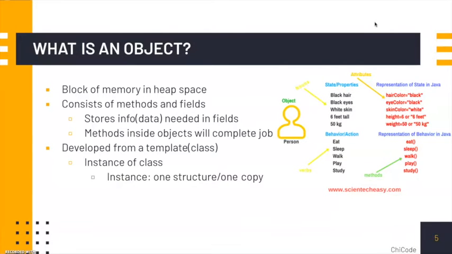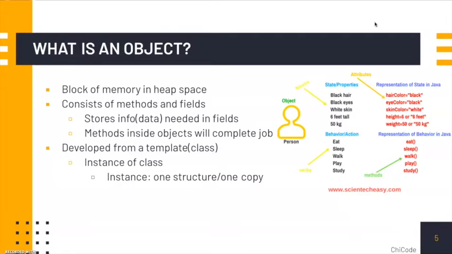So an object, structurally, is a block of memory in the heap space. It takes up some memory in a certain place of memory we call heap space. This object consists of methods and fields. It stores the data that it has in fields, and the job that needs to be completed is done through the methods. Now, I know these are two very unfamiliar terms to you. We will go over these in the coming slides. An object is developed from a template, which we call a class.